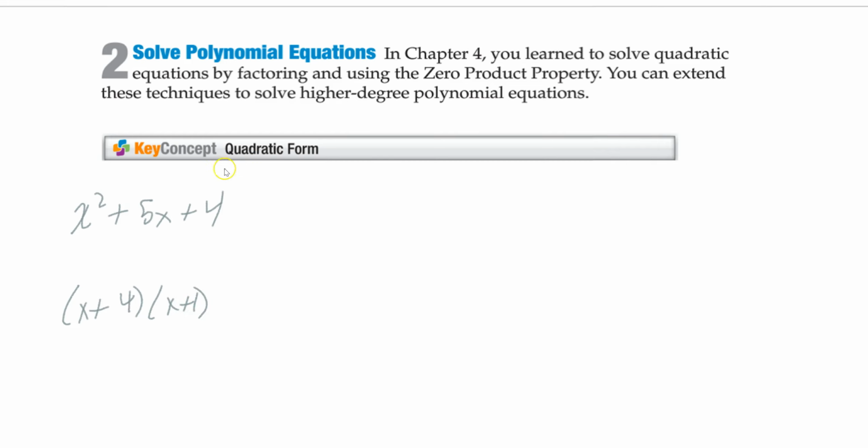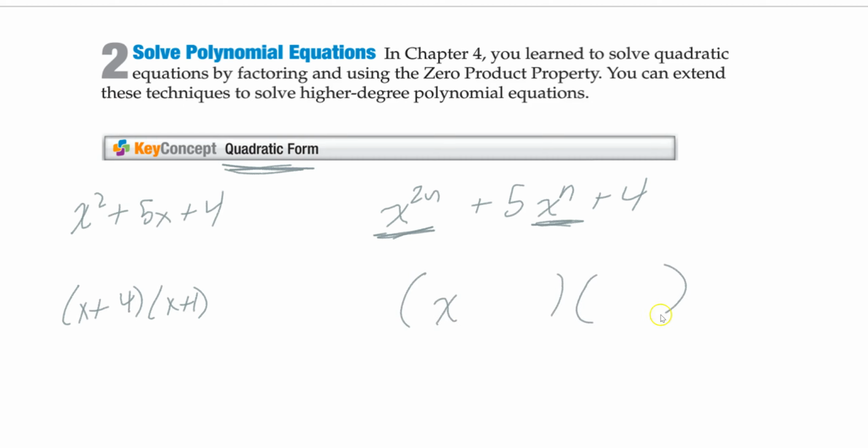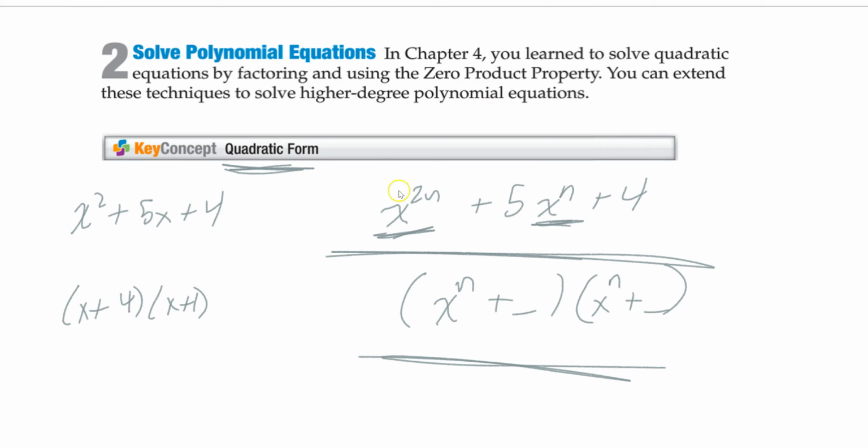The idea behind the quadratic form, it works the same no matter what the powers are, as long as the middle one is half of the first power. In this case, as long as the middle power is half of the first power, then you can factor it the same way as always. It's always the middle one, and whatever these things are. That's quadratic form. As long as this one is half of that one, you're good.